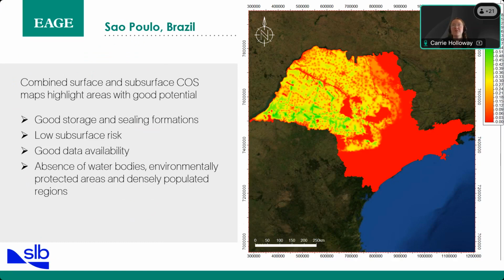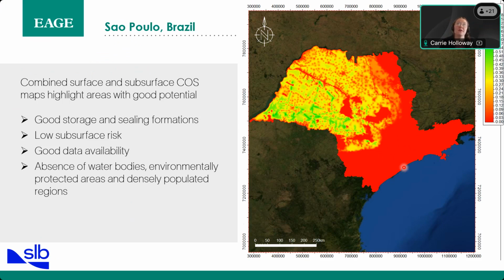And we can see areas in red which have low or no chance of success. These are areas where we have protected land, rivers, population, and this large area here is because we are outside of the critical depth for which we could store CO2. So the basin is not deep enough in these regions. In the areas highlighted in green, this is where we have good storage and sealing formations.